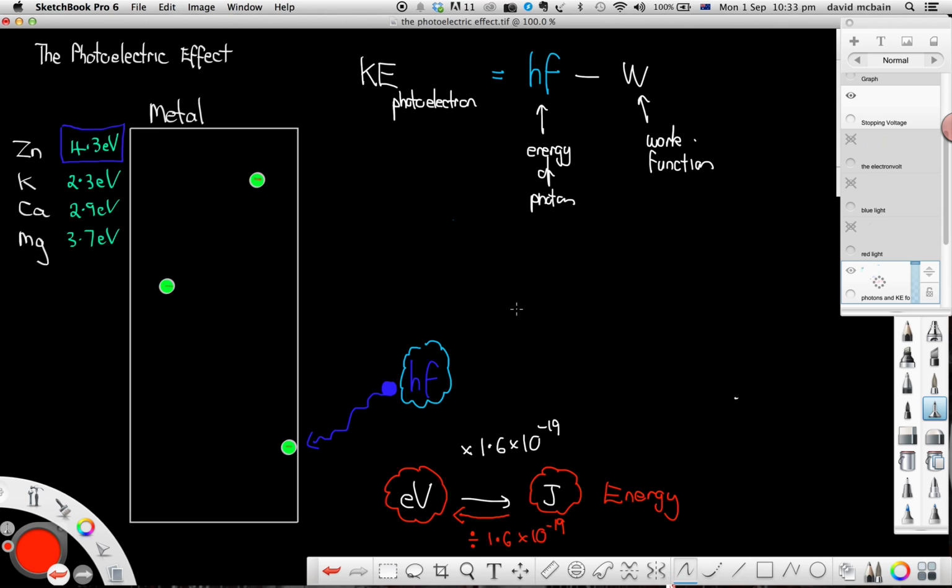Okay, so we'll just finish this screencast up by pursuing that calculation we thought about earlier. Remember in the previous screencast I challenged you to work out the frequency or wavelength of a photon that would knock an electron out of zinc. So let's have a look how we could use this equation to work this out. We know that in this case we're dealing with zinc, and so we know that the work function is going to be 4.3 electron volts.